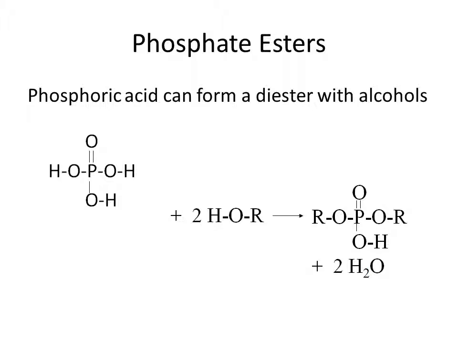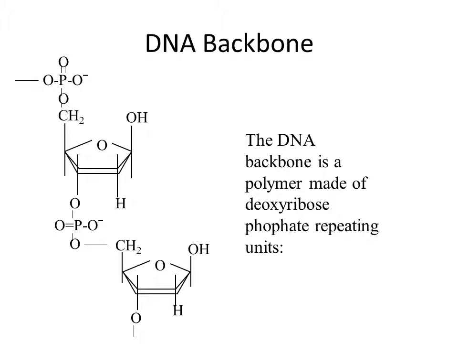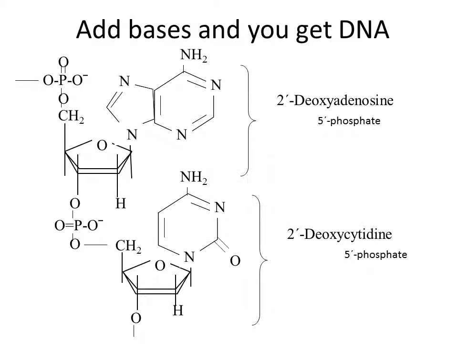This makes a diester. This is essentially what happens when we start forming DNA or RNA, is that we take a sugar, make a phosphate ester, and then attach it to another sugar, so it's a phosphate diester. And this is the DNA backbone. It goes sugar, phosphate, sugar, phosphate, sugar, phosphate, and that is basically the backbone for a DNA strand. And then attached to that DNA strand of sugar, phosphate, are the bases.